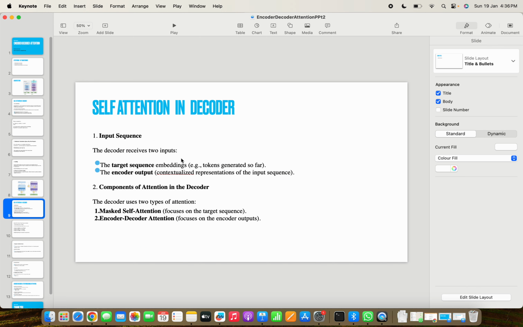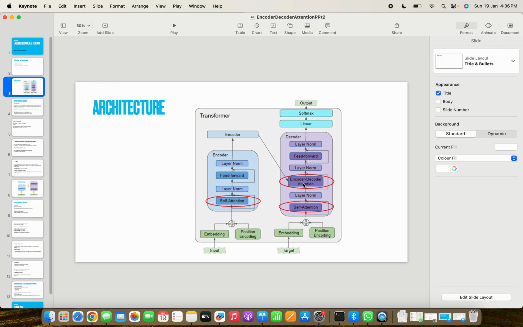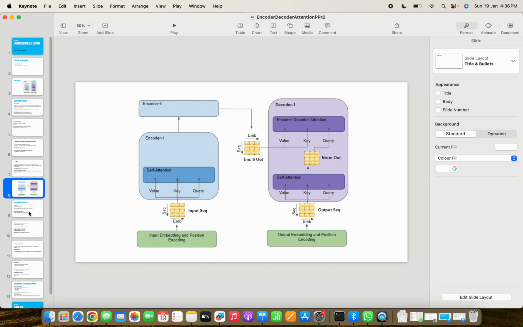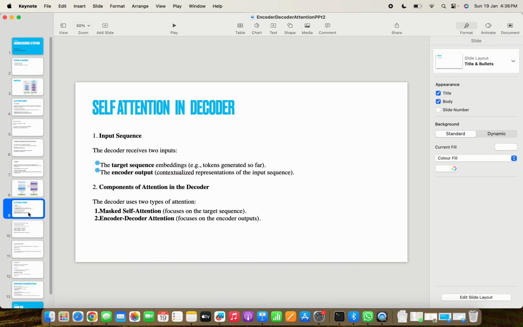Now we are talking about the self-attention in the decoder. Here we will only talk about this part, where we can see two kinds of attention in the decoder, that is self-attention in decoder and encoder-decoder attention. Input sequence: the decoder receives two inputs, the target sequence embedding, that is the tokens generated so far, and the encoder output, that is a contextualized representation of the input sequence.